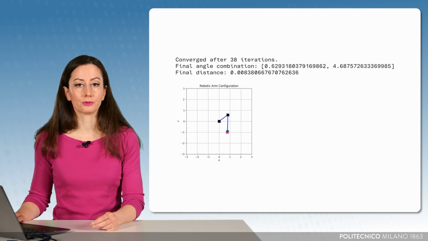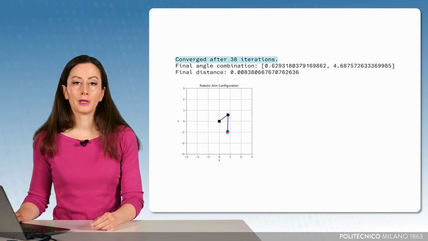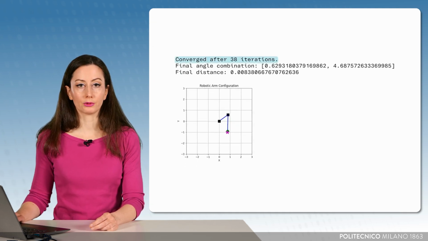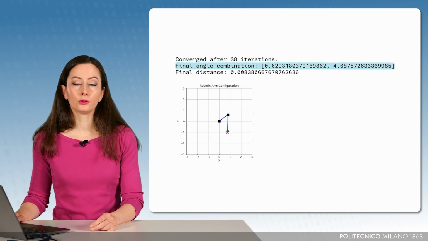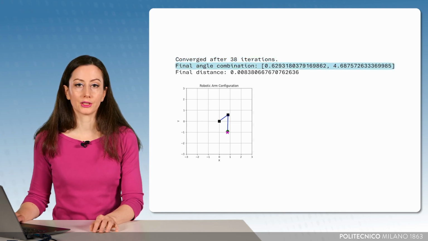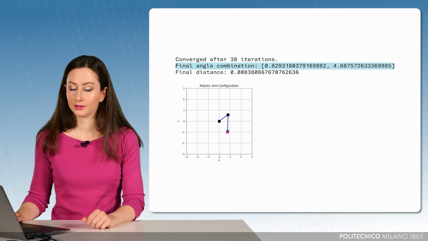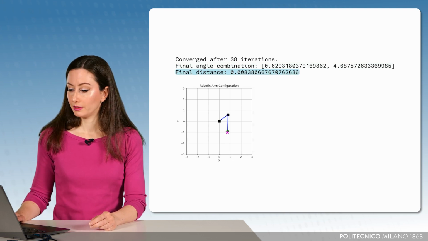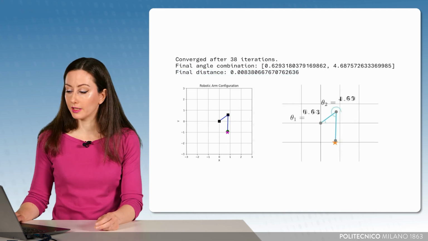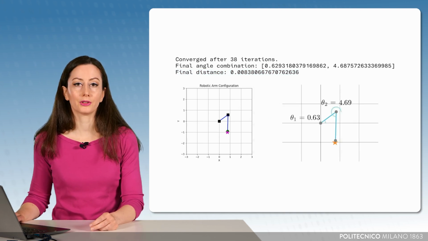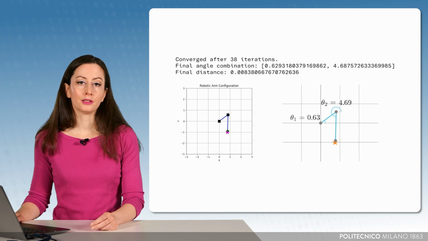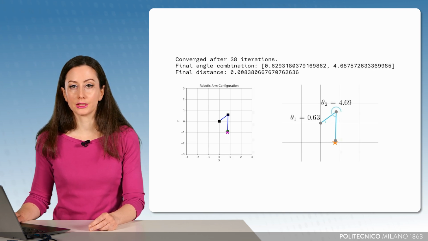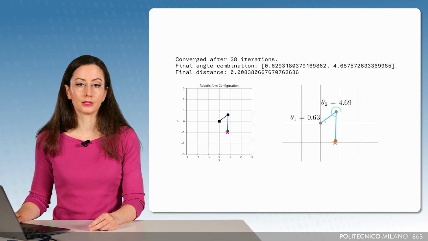and let's have a look at the results. So the method converges in 38 iterations. And the numerical solution is this pair of angles, so 0.62, 4.68. And the final square distance J is approximately 0.008, which is in fact smaller than the tolerance we chose. So the method works. We found a pair of angles to reach the target point. And remember, these angles are in radians, so in degrees they correspond to about 36 and 270 degrees.